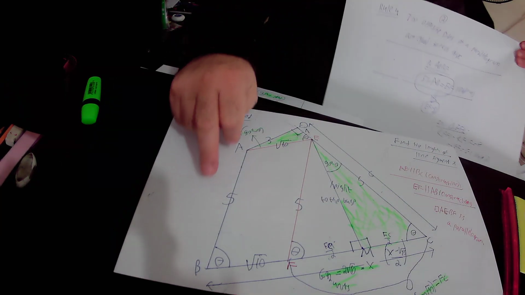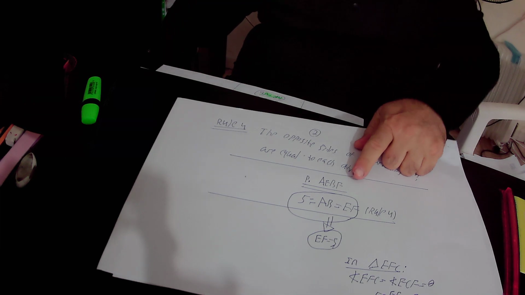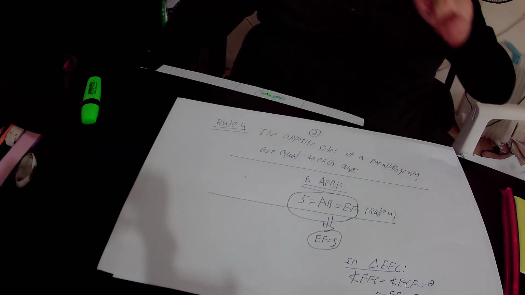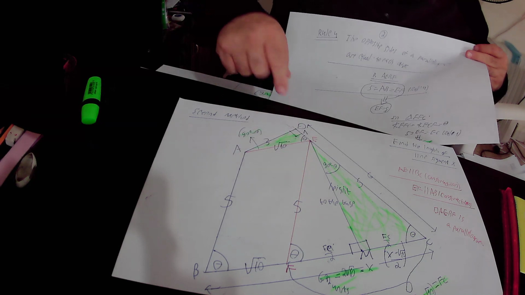But AB equals 5 units. It is given in the question. AB equals 5 units. So here, from this equation, 5 equals AB equals EF, we will derive that EF is also equal to 5 units. Here, EF also equals 5 units.